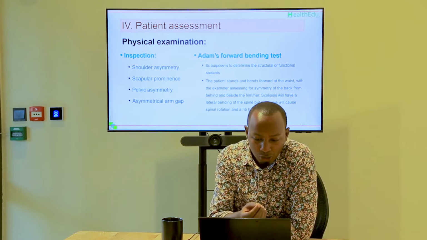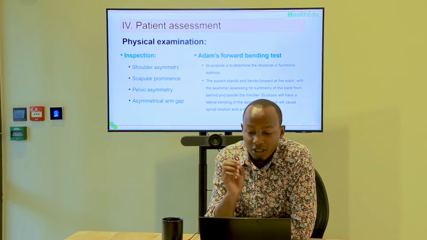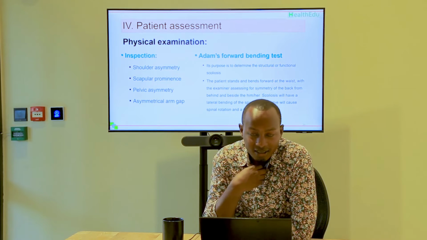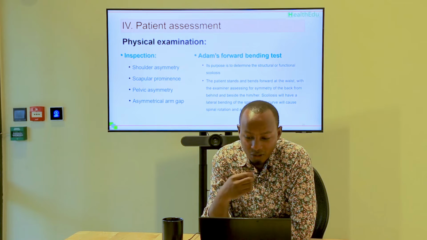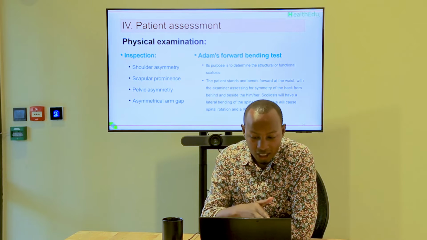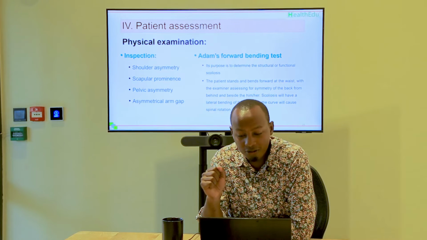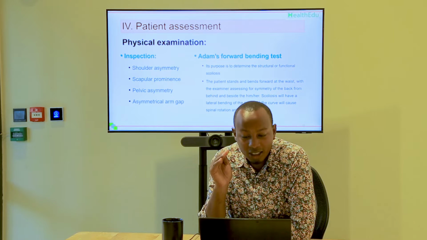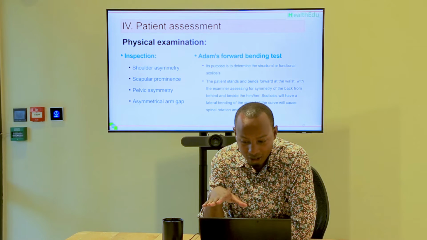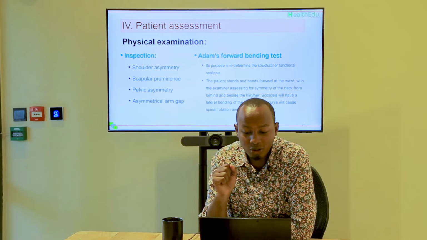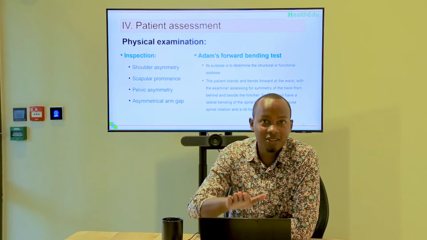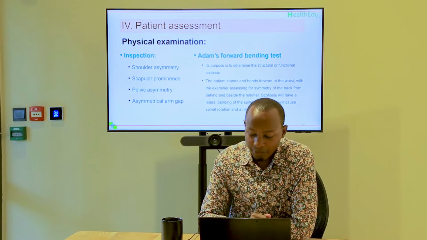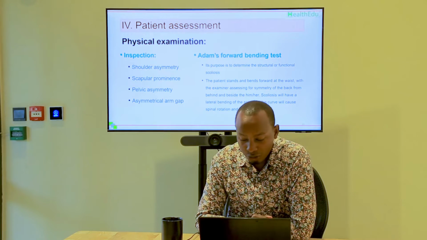So what do we do? We ask the patient to stand and bend forward at the waist, while we examiners assess the symmetry of the back from behind and from the side of the patient. Scoliosis will have a lateral bending of the spine, but the curve will cause spinal rotation, and we can feel the rib hump when the patient is bending in the examination room.